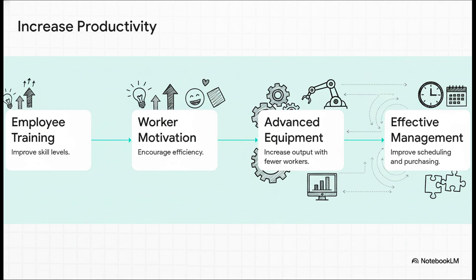Well, you basically got 4 main levers you can pull. You can invest in your people with better training. You can light a fire under them with better motivation. You can invest in better tools, new technology and automation. Or, and this one gets overlooked a lot, you can just manage the whole process better. Smarter schedules, better purchasing, that alone can unlock huge gains.